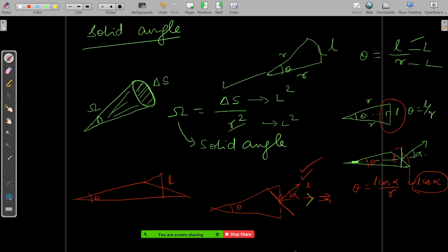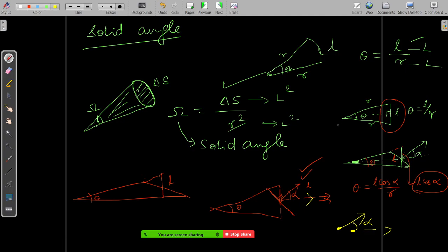We just assume the perpendicular direction as the direction. So this was your initial vector. We want to find the cos theta component in this direction. So what is that? That is L cos alpha, cos theta, right?